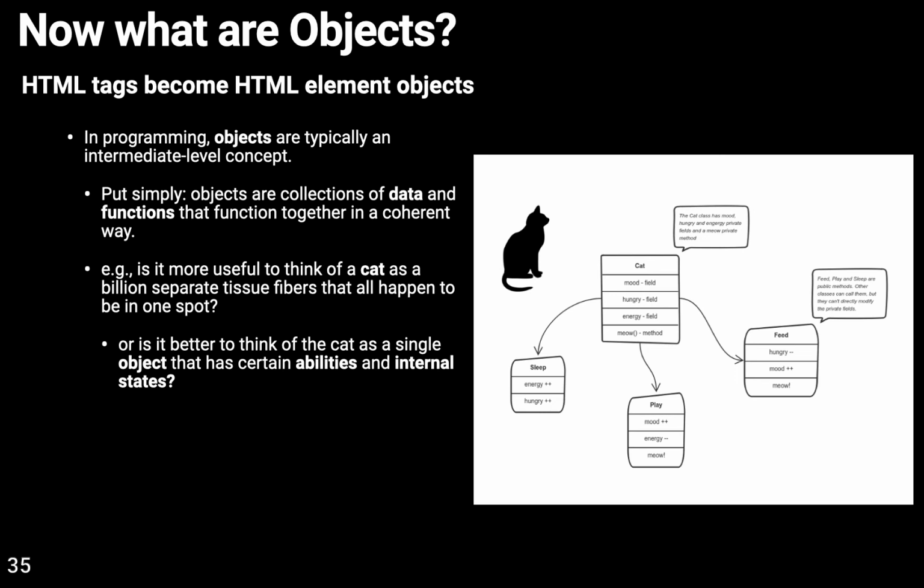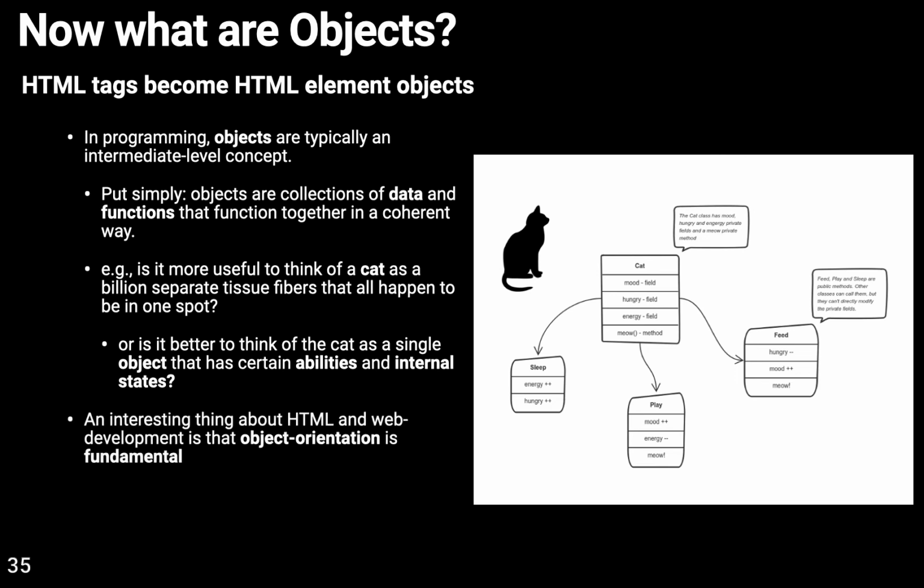In this example, we see that the cat has a sleep routine that it can call. It has a play routine that it can call. It has internal states like, am I hungry? If I'm hungry, I should go find food. If I'm bored, I should go find play. If I'm tired, I should go find sleep. These are all kinds of information that grouped together make a lot more sense as a single thing, as opposed to putting together random scattered things.